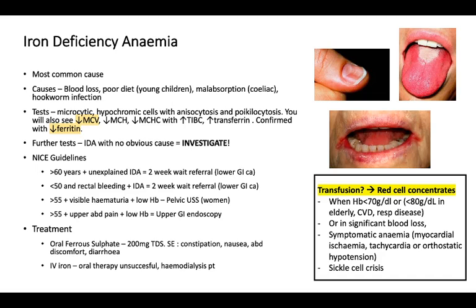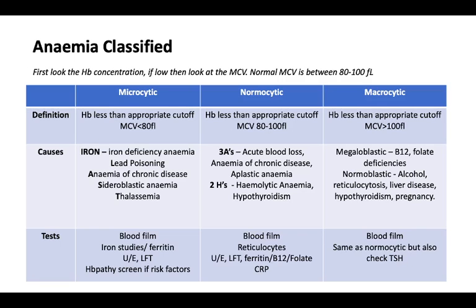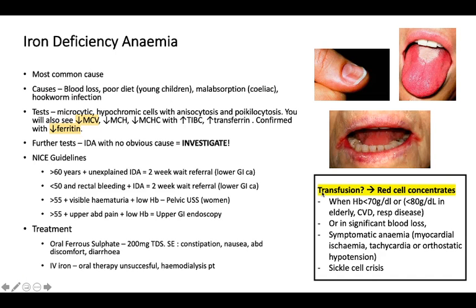Okay, so we're going to look at the main types of anemias from this part of the table. So the first one we're going to look at is iron deficiency anemia. So this is the most common cause of anemias.